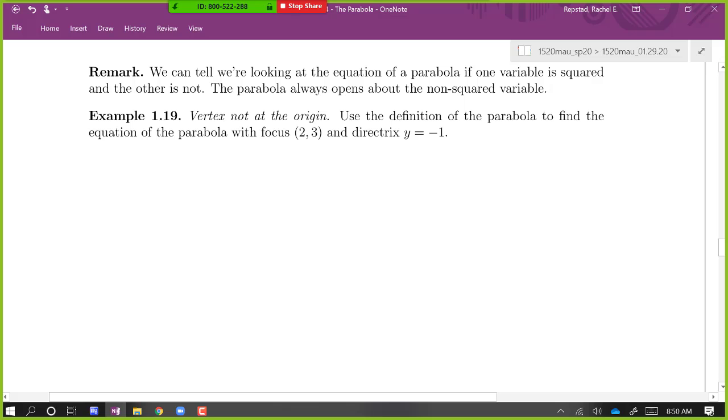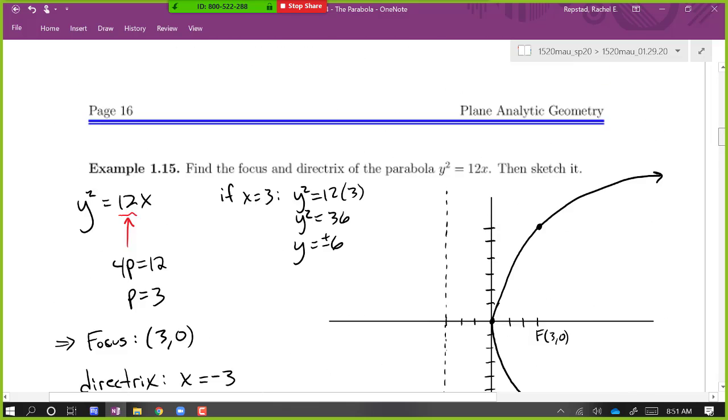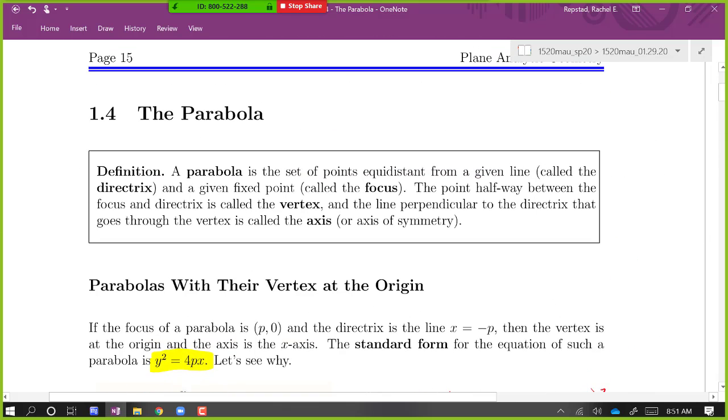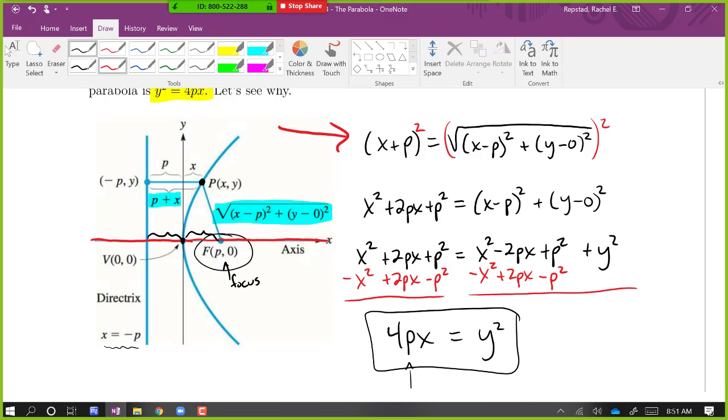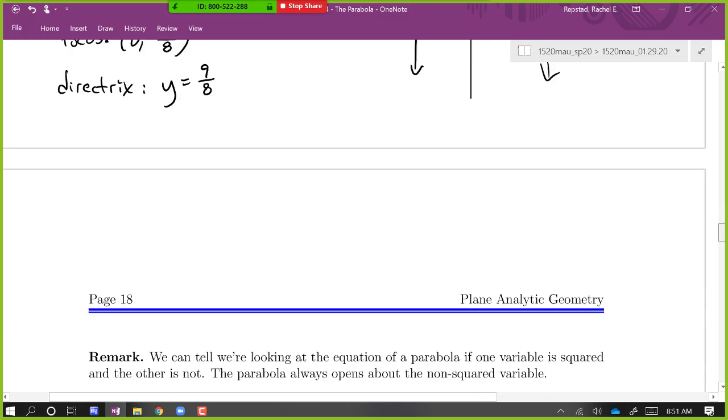And it says, use the definition of the parabola to find the equation of the parabola with a focus (2, 3) and directrix y equals -1. So I'm going to say a couple of things here. One, when they say definition of the parabola, they mean that definition we started with: what makes something a point on the parabola is that the distance to the focus is the same as the distance to the directrix. They're saying, use this idea, that concept there. And then they give us this geometric information.